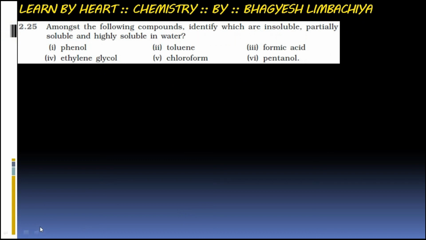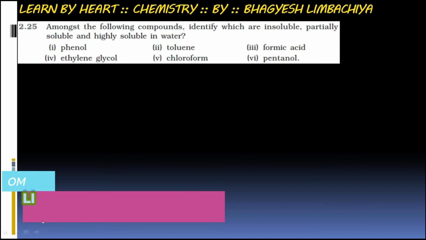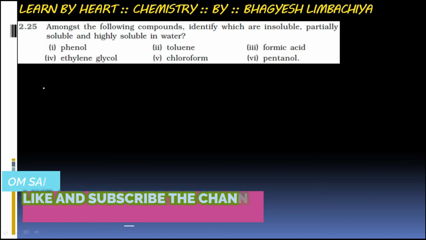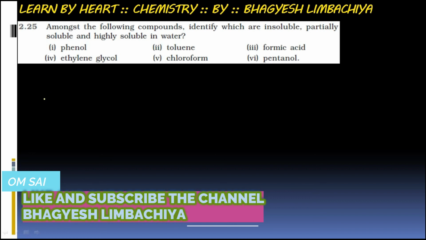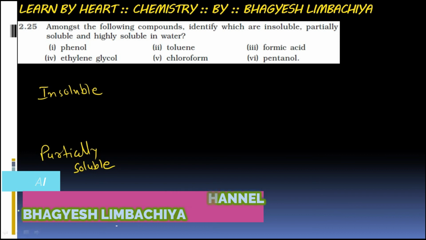Now in this question you are asked, amongst the following compounds identify which are insoluble, partially soluble and highly soluble in water. So first here we are writing insoluble, partially soluble, and the third is highly soluble.